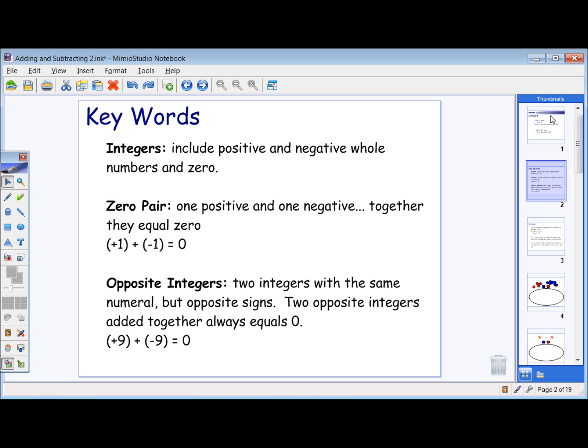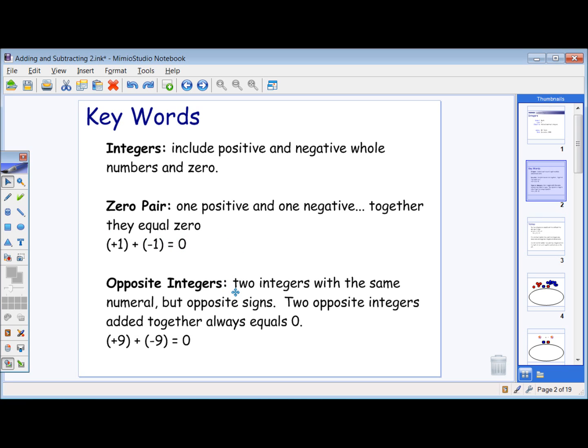Zero pairs. A zero pair is one positive and one negative. You put them together and they equal 0. So here the example is positive 1 plus negative 1. They cancel each other out. That's what they do. And there's 0.